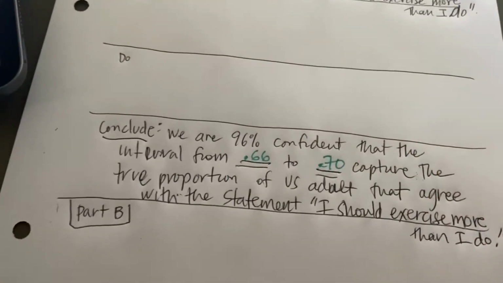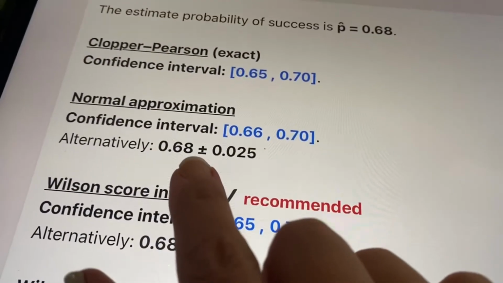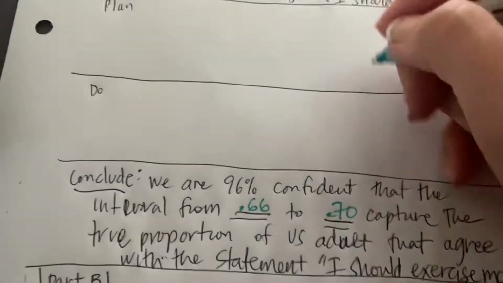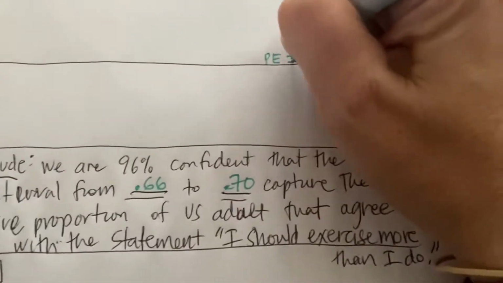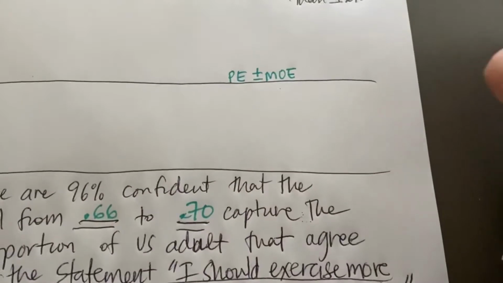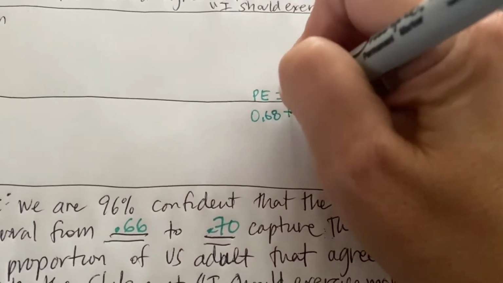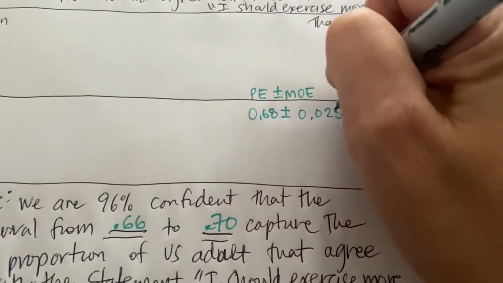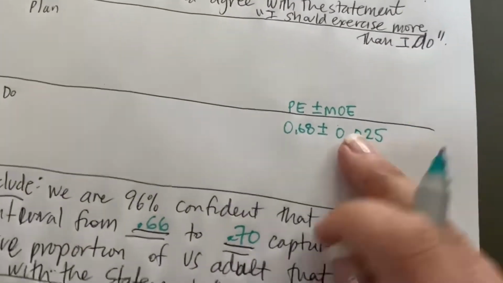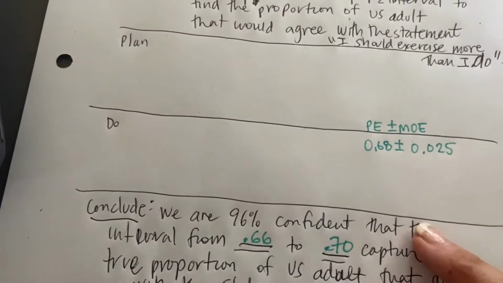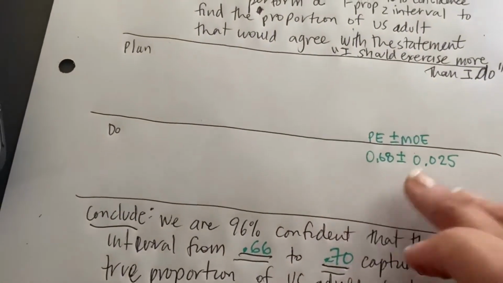So what else should the calculator give me? Notice it gives us the point estimate and the margin of error, right? So the point estimate was 0.68. We already had that, plus or minus 0.025, okay? That was actually the margin of error we had in class. So we're gonna state, plan, do, and conclude. Each one of these we got already from our calculator.